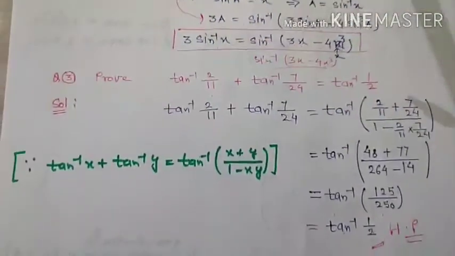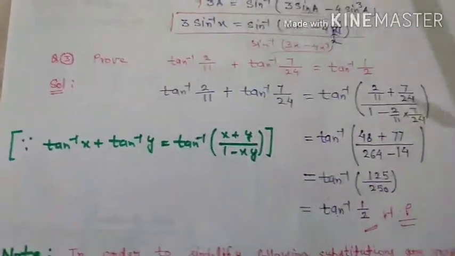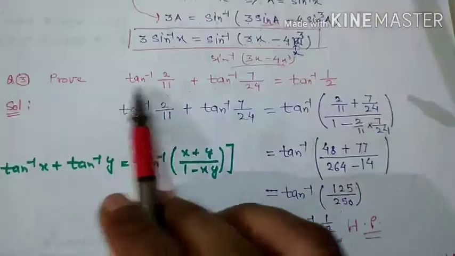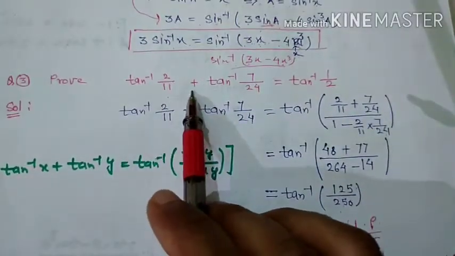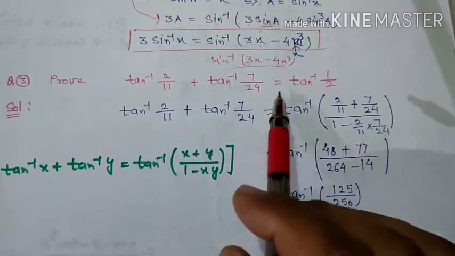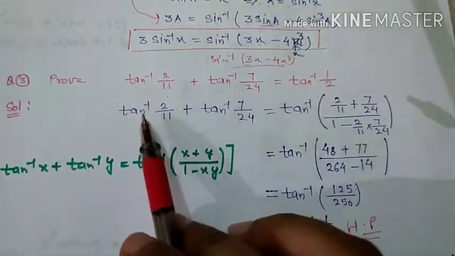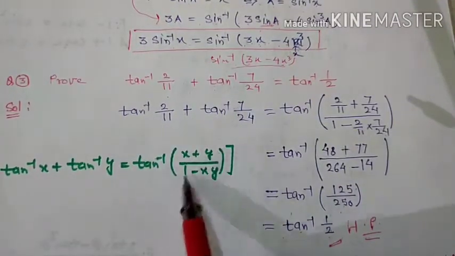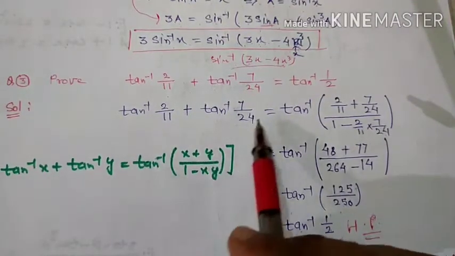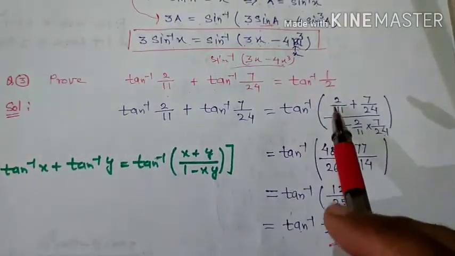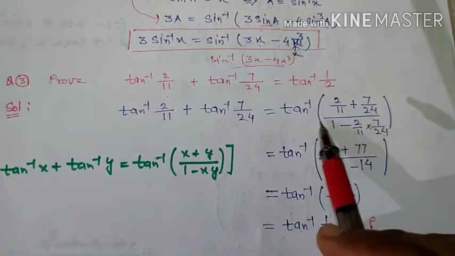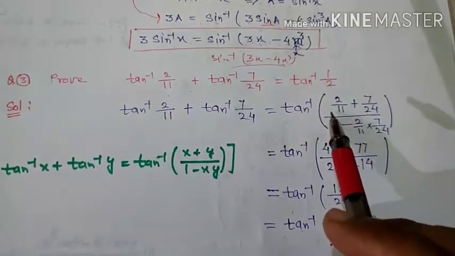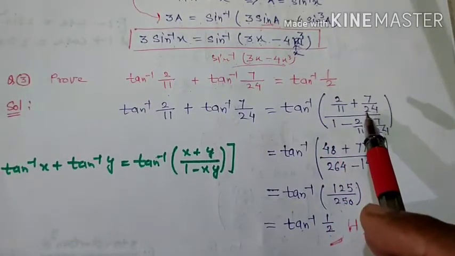Now in the second one, we have to prove that tan inverse 2 upon 11 plus tan inverse 7 upon 24 is equal to tan inverse 1 by 2. We know the formula tan inverse x plus tan inverse y is equal to tan inverse of (x plus y) upon (1 minus xy). Now applying this formula, we can write tan inverse of (2 upon 11 plus 7 upon 24) upon (1 minus 2 upon 11 multiplied by 7 upon 24). In place of x and y, I have just written 2 upon 11 and 7 upon 24 respectively.